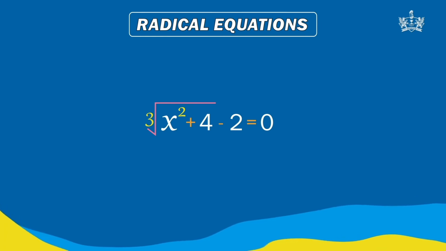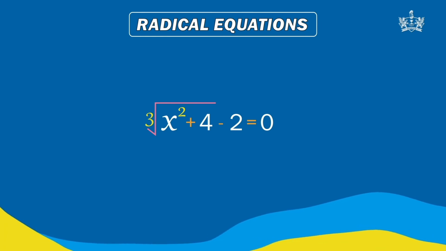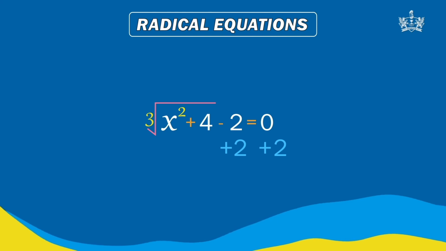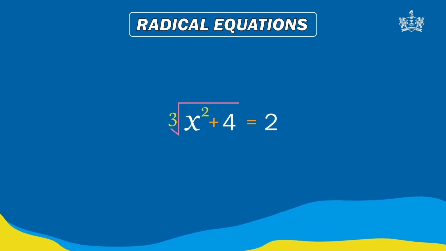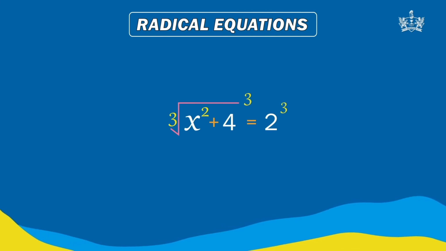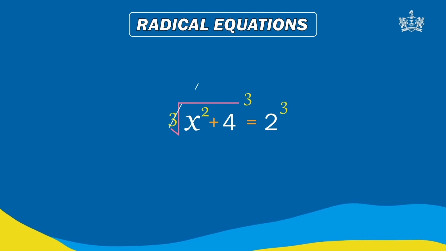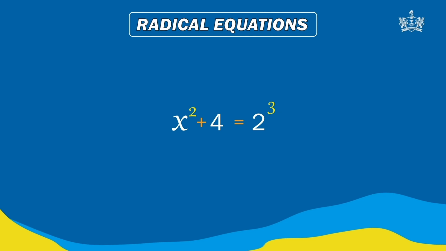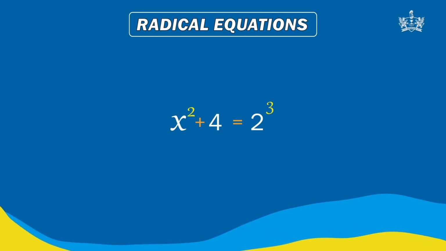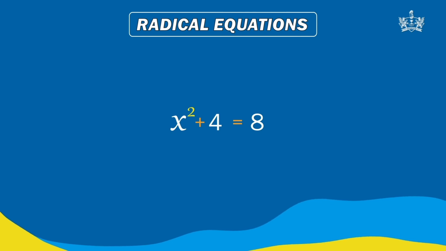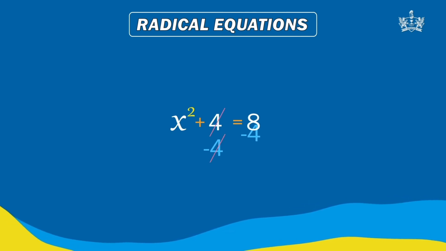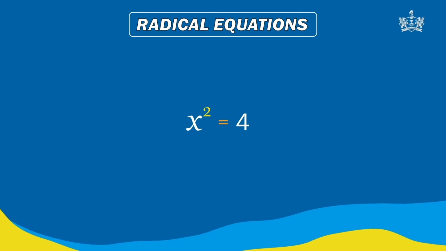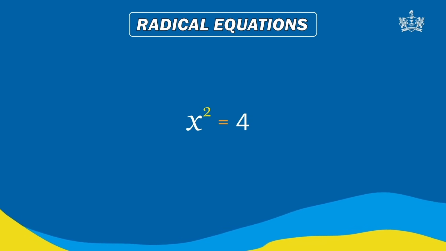Here, the first thing we need to do is isolate the radical by adding 2 to both sides. Then, once the radical is alone on one side, we can just cube both sides. Once the radical is gone, we are left with x squared plus 4 is equal to 2 cubed, or 8. We treat the rest like a regular algebra equation, and voila, we get x squared is equal to 4. Here is where it gets a little interesting.